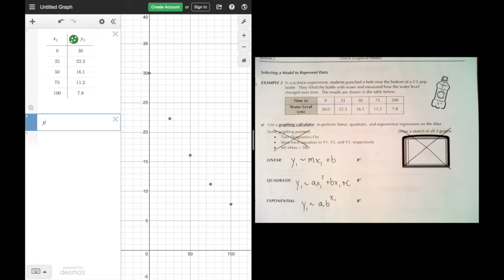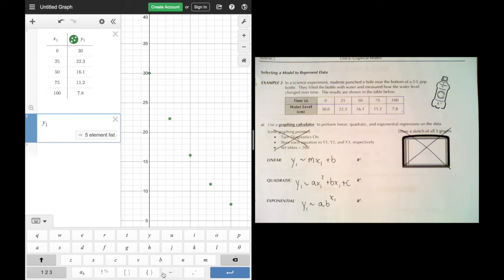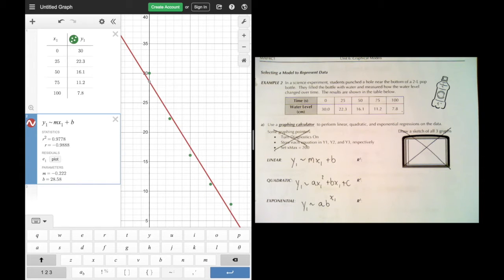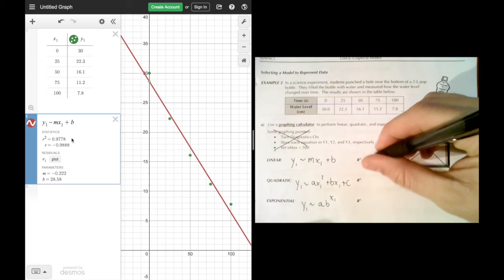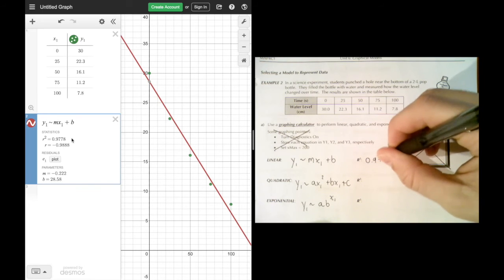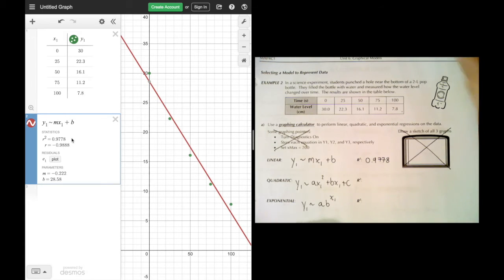So we've got y1, and we got squiggly line, mx1 plus b, and now we can see our line of best fit and our r-squared value right here, 0.9778. So I'm going to add that, 0.9778, which is a really high r-squared value. Remember, the highest number is 1.